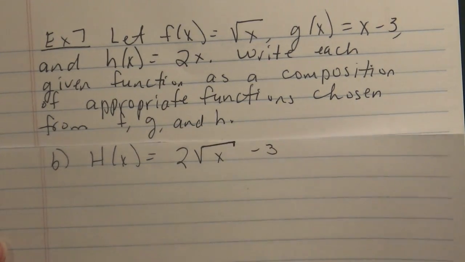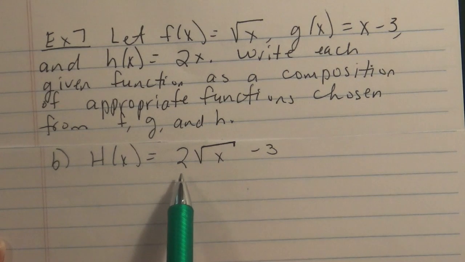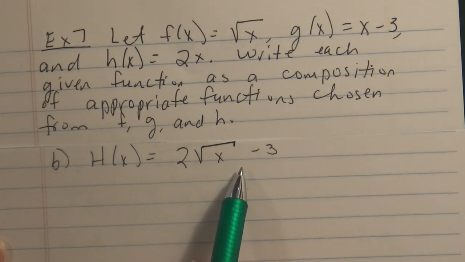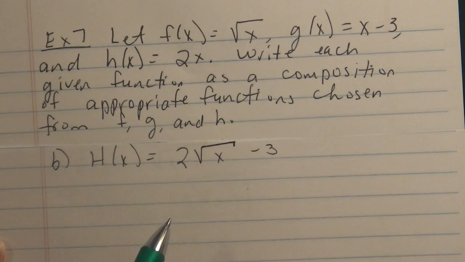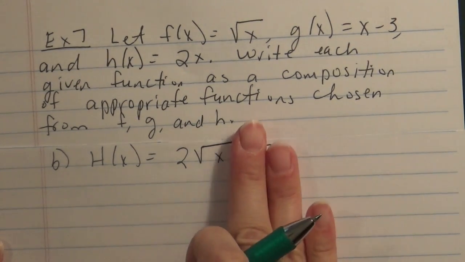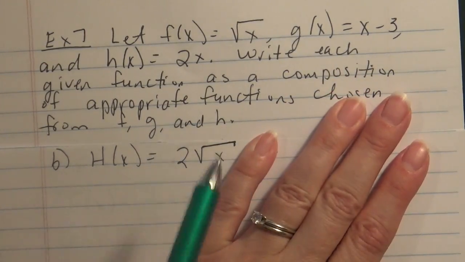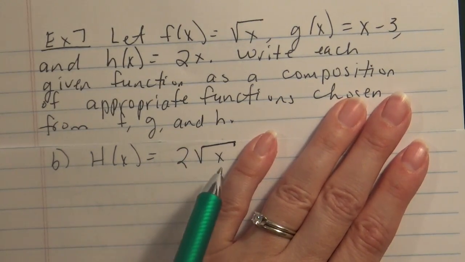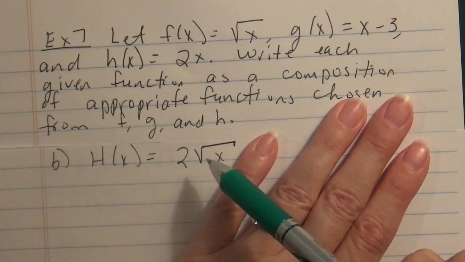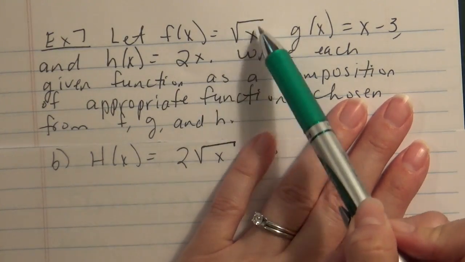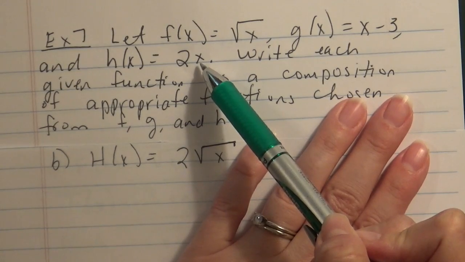For part B, we have capital H of x equals 2 times the square root of x minus 3. There's a little bit more going on this time. I'm going to let you look at it for a moment and think about it before I tell you exactly what has happened. If we just look at the 2 times the square root of x by itself, so just ignore the minus 3 for a second, this can be created by substituting the square root of x into the h function where the x is.